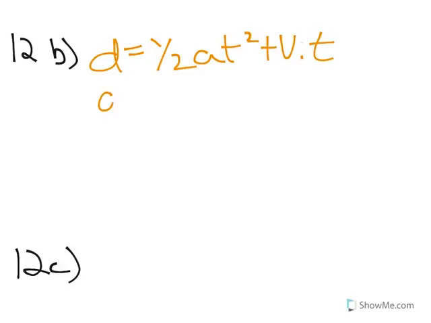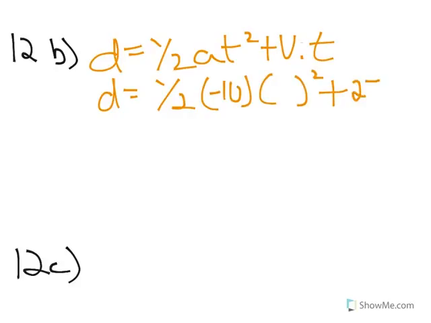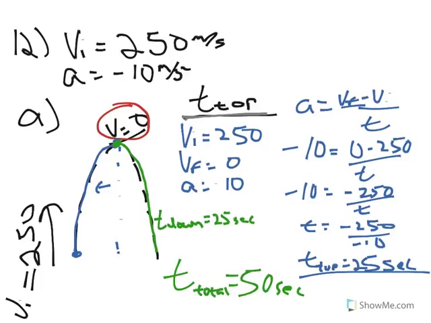B, how high will it go? Well, we can do the D equals formula now because we have the time. D equals 1/2 AT squared plus VIT. So we've got D is equal to 1/2 times negative 10 times, and I'm just going to leave T squared blank for a second, plus, remember we have an initial velocity, times time. So what time do we use? Do we use 50 seconds or do we use 25 seconds?